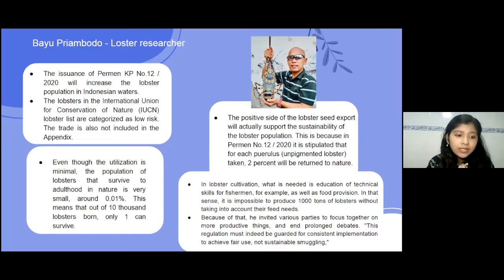He also mentioned that even though the utilization is minimal, the population of lobsters that survive to adulthood in nature is very small, around 0.01%. This means that out of 10,000 lobsters born, only one can survive.